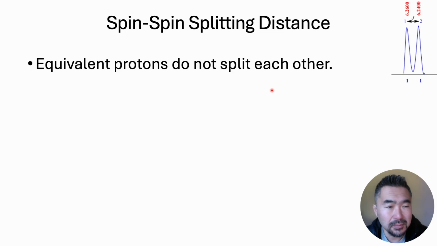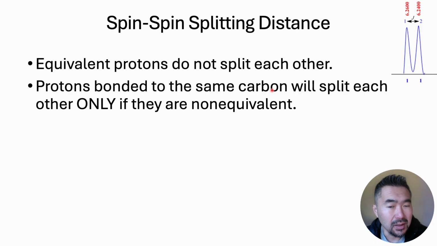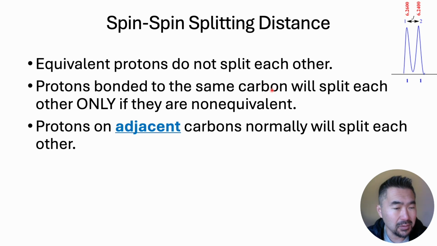Now, what constitutes protons that actually will split your signal? If two protons are equivalent, they're not going to split each other, but the two protons on the same carbon could split each other if they're somehow non-equivalent. And maybe you could think of some examples, like remember we talked about the diastereotopic protons. Watch the first video. If the two methylene CH protons are next to a chiral center, those two are not equivalent, so they could split each other.